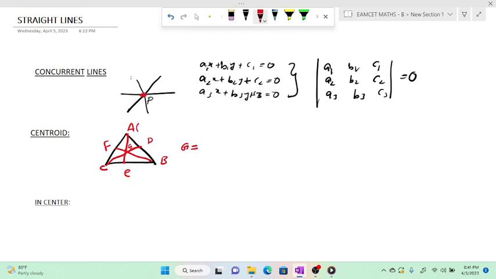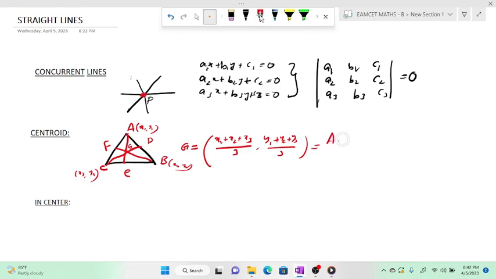Here the vertices of the triangle are x1 comma y1, x2 comma y2, and the third vertex I am taking x3 comma y3. In this case, the centroid of this triangle is x1 plus x2 plus x3 by 3, comma, y1 plus y2 plus y3 by 3. This can also be written as a plus b plus c by 3. This is the centroid.